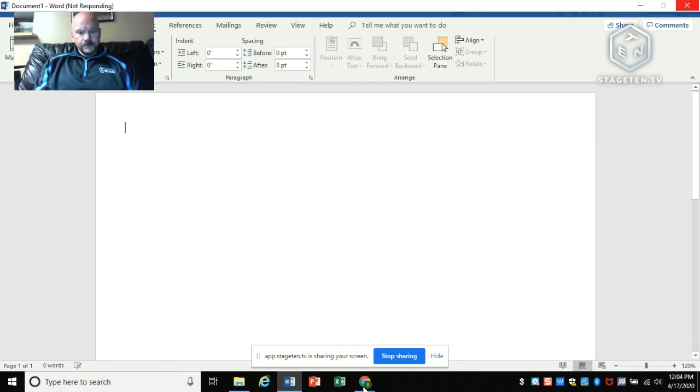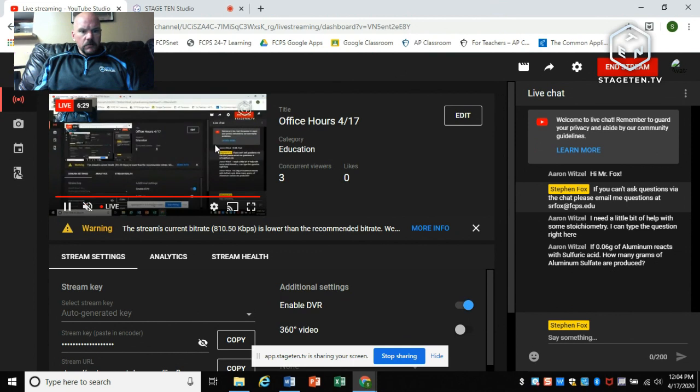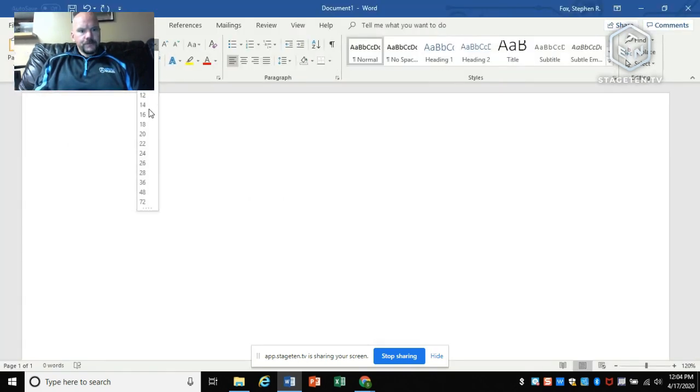Just going slow. So what is it? 0.06 grams of aluminum reacts with sulfuric acid. How many grams of aluminum sulfate are produced? Okay, so this is from the stoichiometry packet. Let me get a little bit bigger font. What am I doing? Sorry.